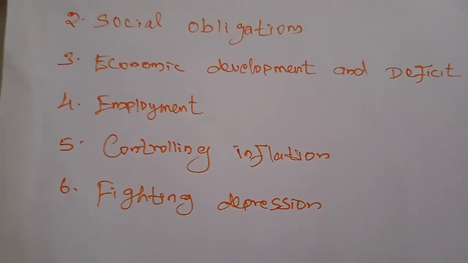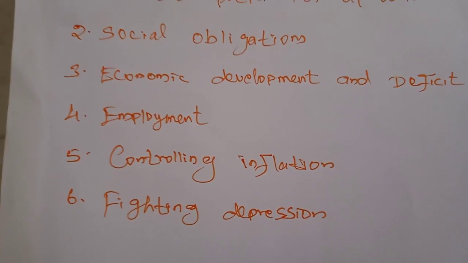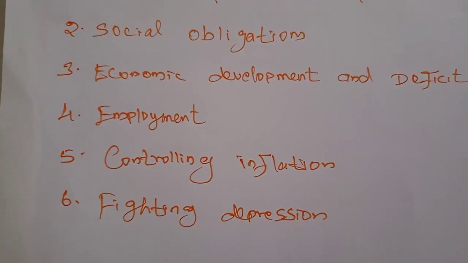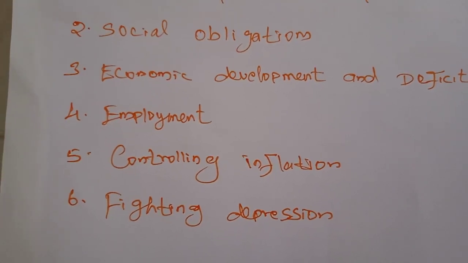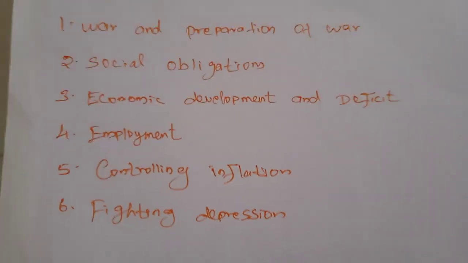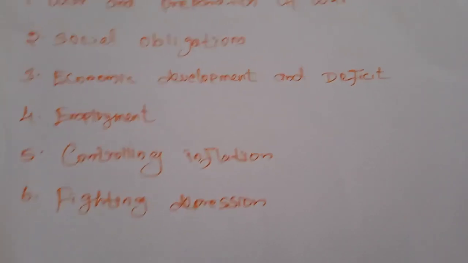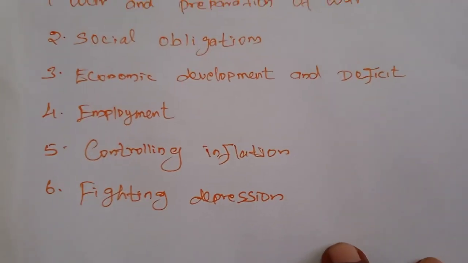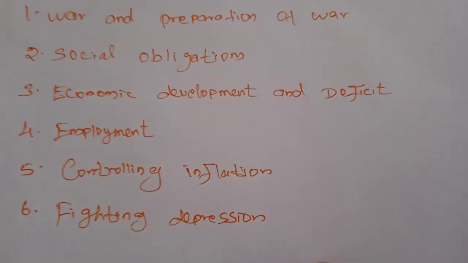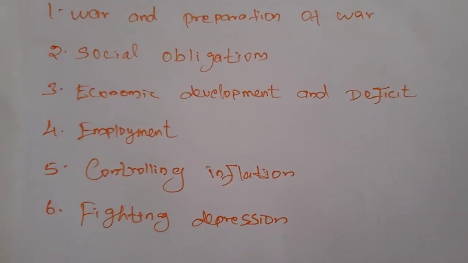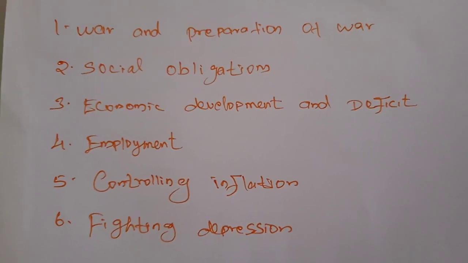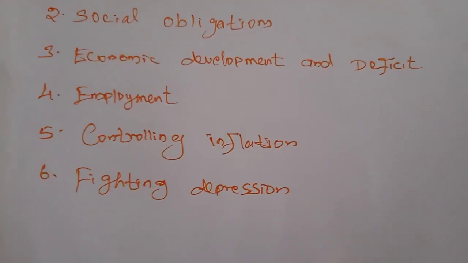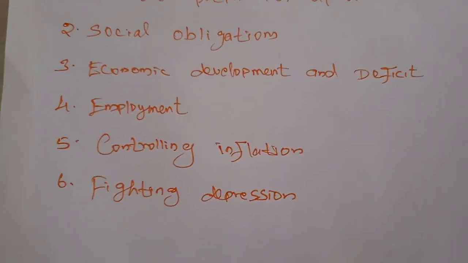Next, controlling inflation. The government can withdraw the excess money from the circulation of the nation by raising public debt and thus prevent prices from rising. So it is also one of the reasons for controlling inflation situations. For the purpose of controlling inflation, the government has to get public debt.